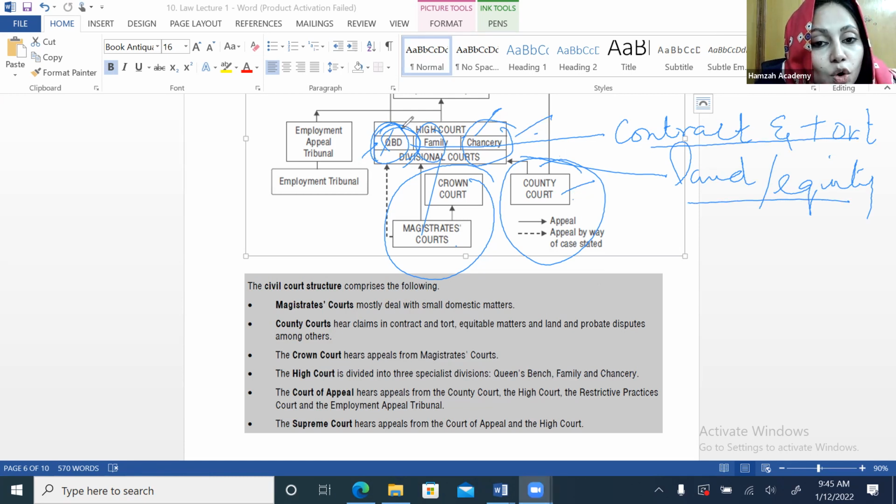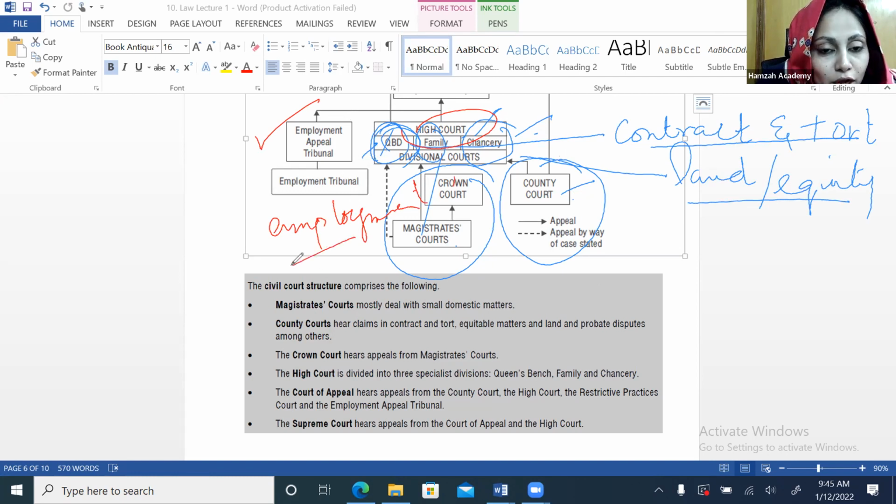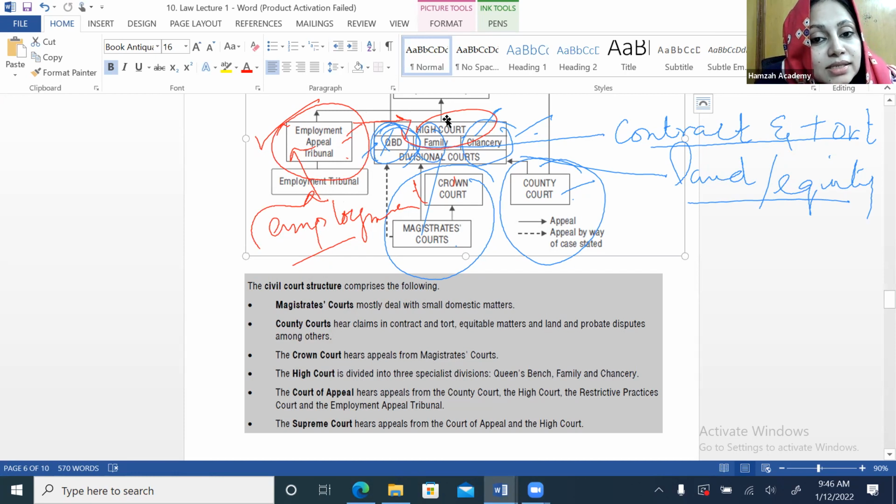Equivalent to the High Court, there is an employment tribunal, and an employment appeal tribunal, in which the cases related to employment are dealt. If you have any problem with your employer or your employer has any problem with you, they will take their case to the employment tribunal, and the appeals of employment tribunal will be heard in the employment appeal tribunal, and this employment appeal tribunal is equivalent to High Court of every state, right?